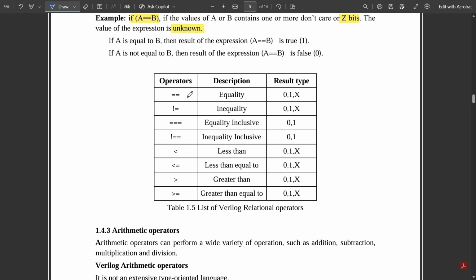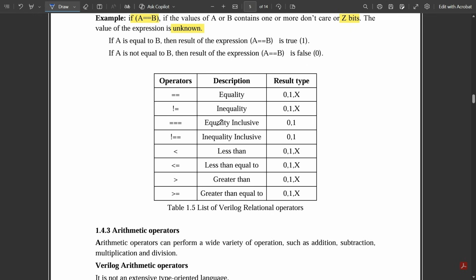These are the list of Verilog operators which are used. First is double equal to. It indicates the equality between those two bits. The result would be either 0, 1, or not possible, or unknown, so that is why it is represented as x here. Next is not equal to, that is the exclamation and equal to sign. It indicates the inequality, that could be either 0, 1, that is either true or false, or x.